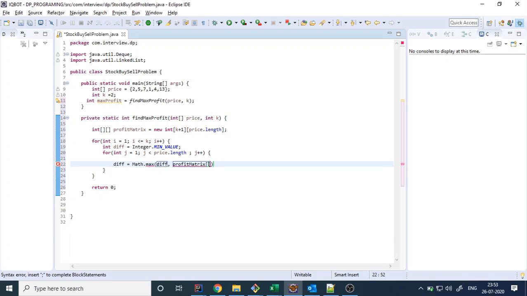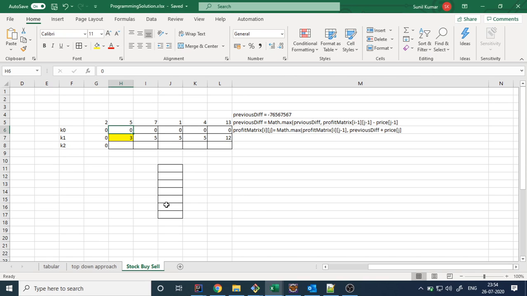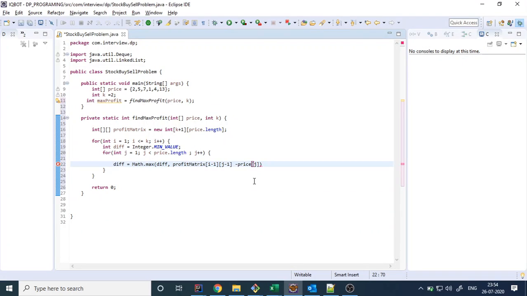profit matrix of i minus 1, j minus 1, minus price of j minus 1. Right? Yes, because this is the previous difference, correct?